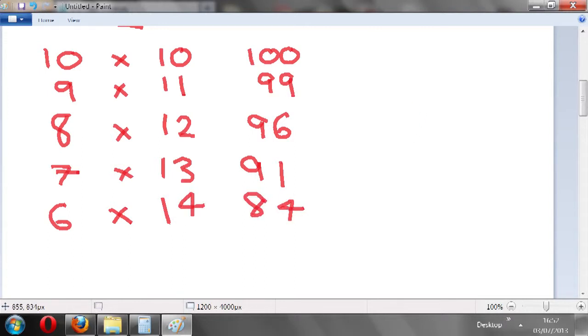All right, so you can notice as well, if you just look at the difference, obviously 10 times 10 is going to be the highest, right? And we can see that if the two numbers are not at their maximum point, the result, so we'll call this the result, we'll call it R, the result is decreasing, right? And you can see, interestingly, for this one, we've got 1 away from 100.